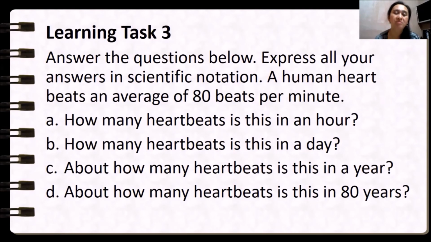A human heart beats an average of 80 beats per minute. Letter A, how many heartbeats is this in an hour? Letter B, how many heartbeats is this in a day? Letter C, how many heartbeats is this in a year? And letter D, about how many heartbeats is this in 80 years? So I hope maliwanag po kung ano po ang gagawin natin sa ating Learning Task number 2 and Learning Task number 3.